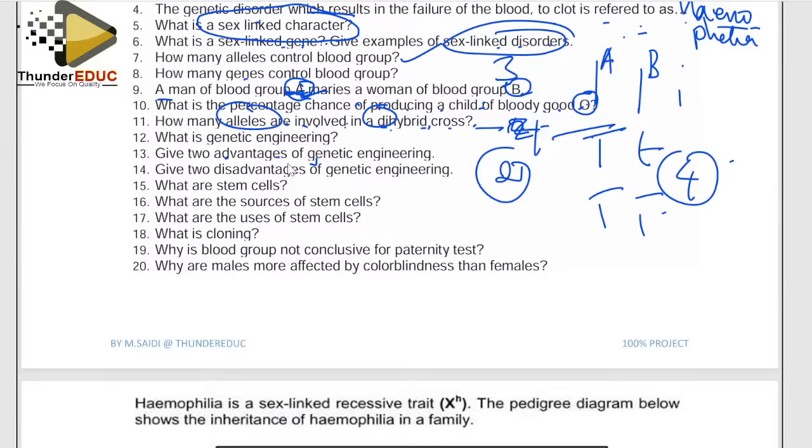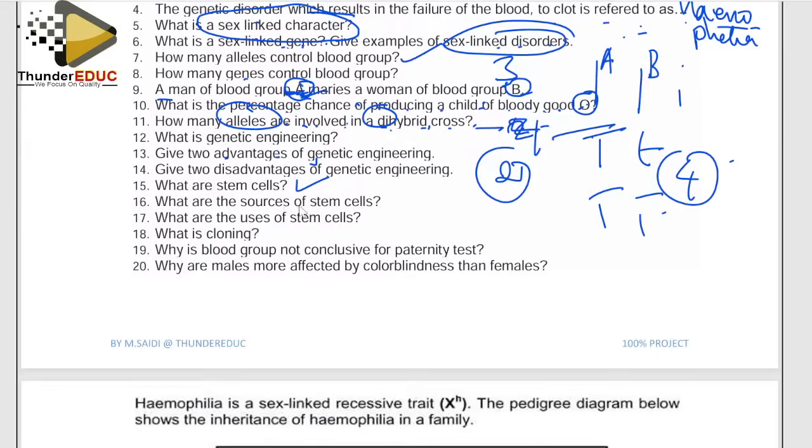What are stem cells? When you talk about stem cells, these are cells which have the ability to divide and form other cells. They're undifferentiated cells and they have the ability to divide to form other body structures. So those are what you call the stem cells.